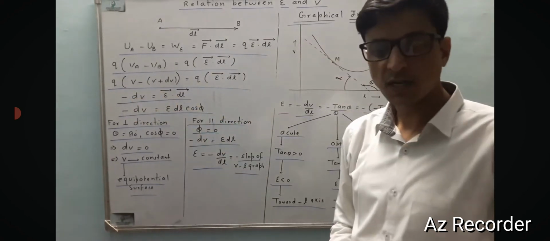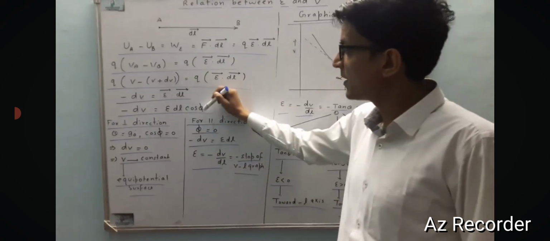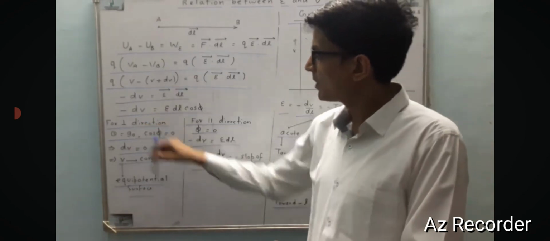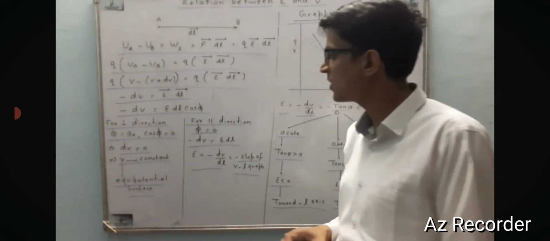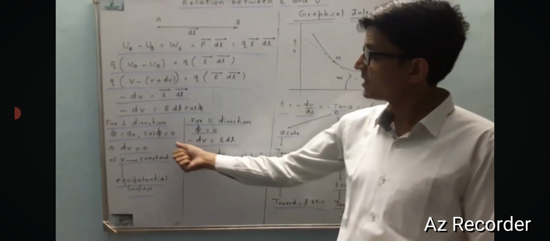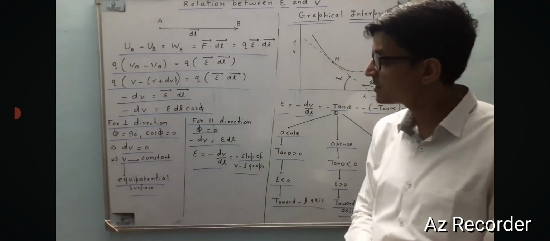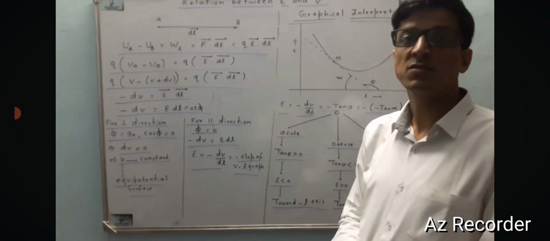Suppose that the angle between the electric field and the displacement is phi. So we have minus dV is E dl cos phi. Now for perpendicular directions, this phi is 90 degrees. So cos phi will be 0. That means dV will be 0. That means V is constant. This is called the equipotential surface because the potential is constant over there.